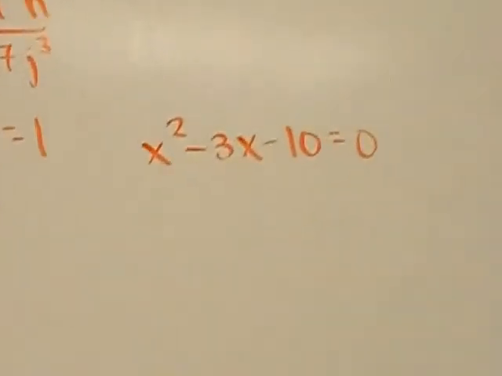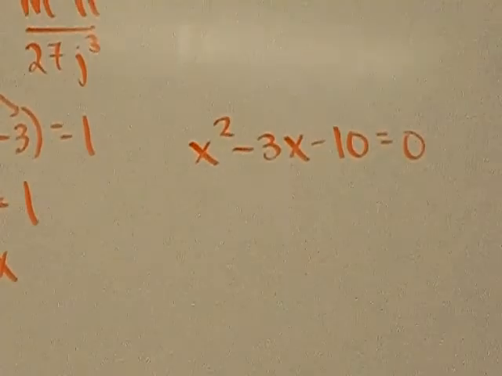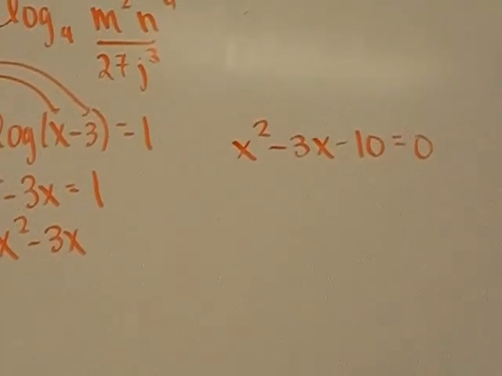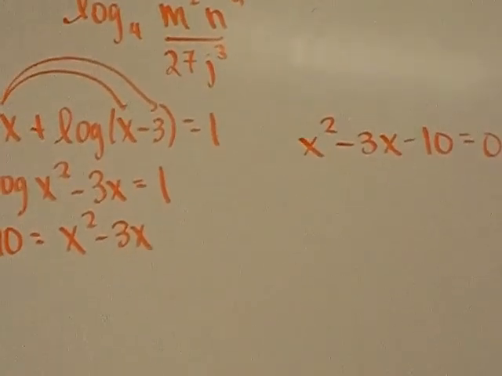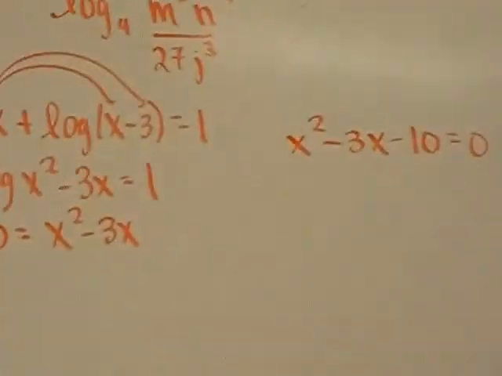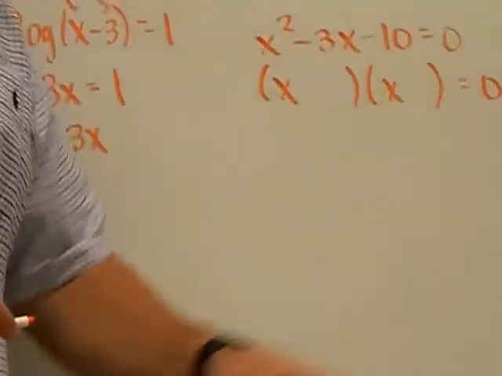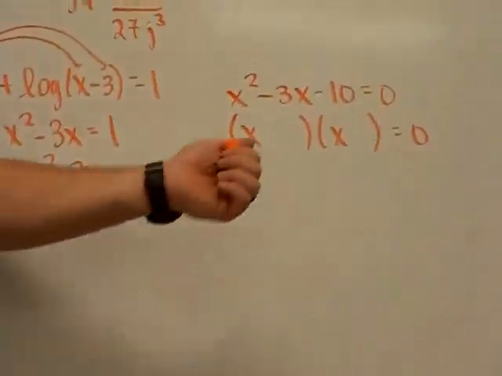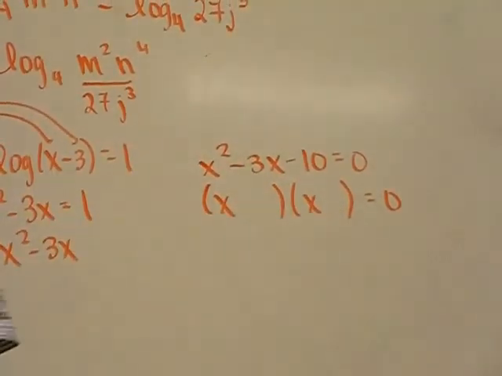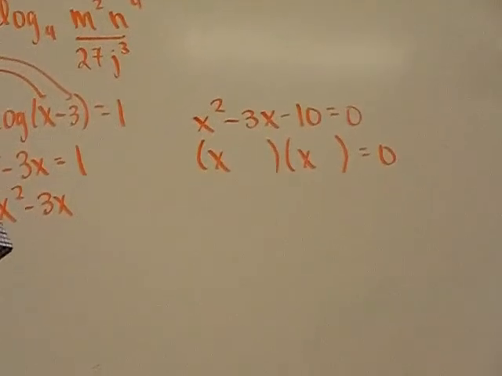I can factor that. Correct? When I factor that, that's going to give me what? I need two numbers. There's two sets of factors for 10, correct? My leading coefficient is 1. So I've got x and an x, and all of it's equal to 0. But the two numbers that are going in here, they have to add up and give me negative 3, and I have to multiply them and get negative 10.